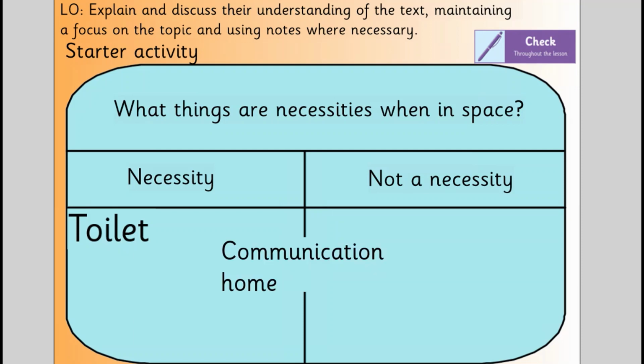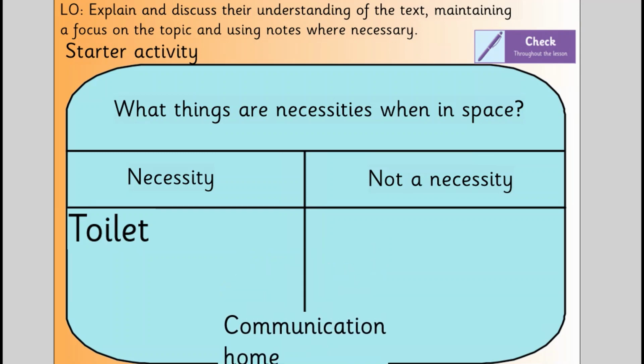What about communication home? Now this might be a bit of a tricky one. So pause the video here and have a think about that. Where would you put it? Would it be a necessity or not a necessity? Okay, so a lot of you I feel like might be split on this, and I was too. Communication home is a really important thing for astronauts when you're in space, because obviously you need that contact home, but it's not a necessity. It's something that we can live without. So I've put it kind of slap bang in the middle. I've left it there because I think it's important, but I'm not quite sure whether it's a necessity that they definitely do need.